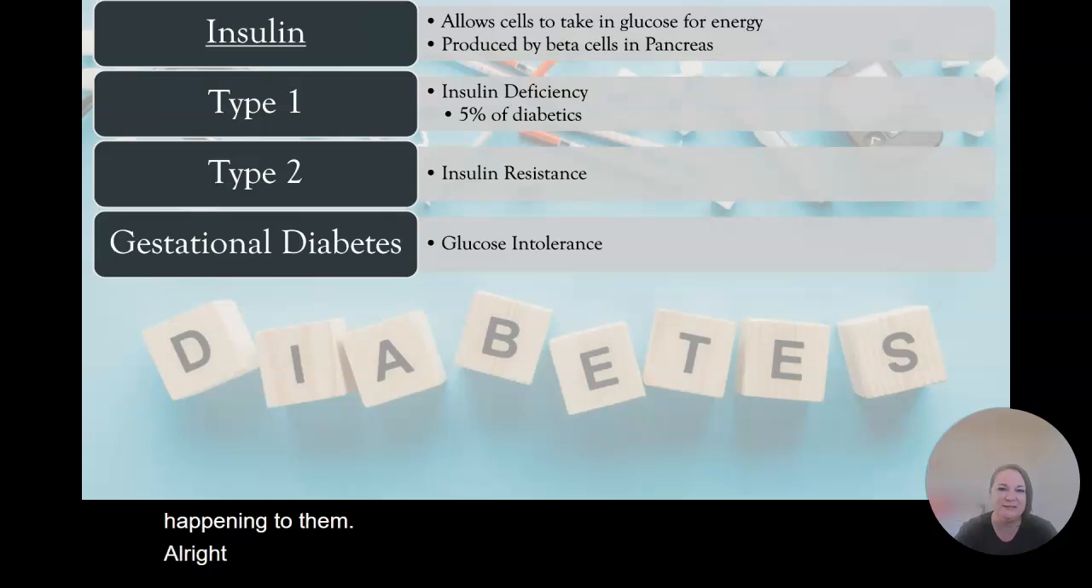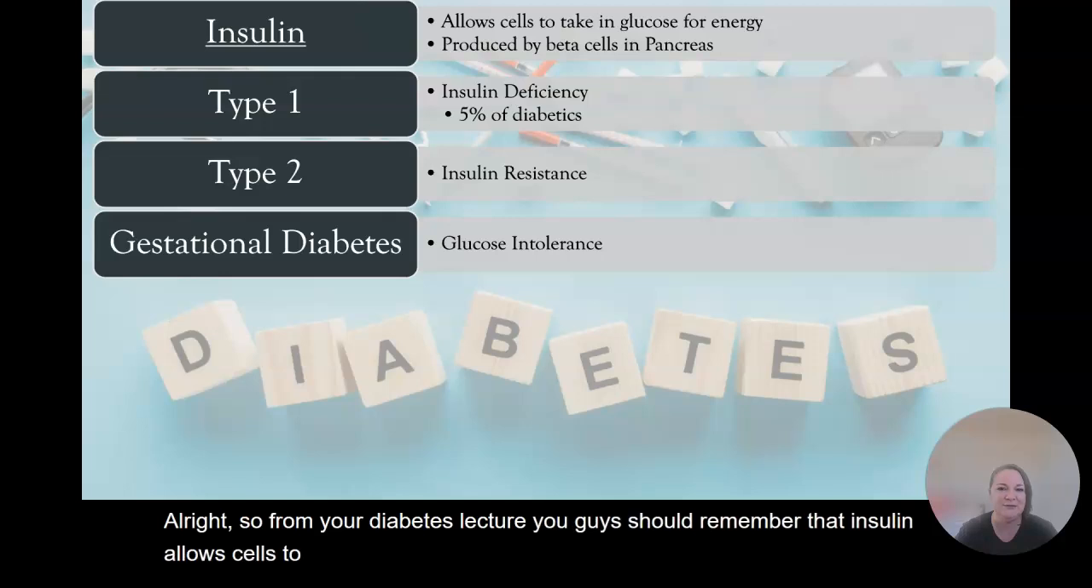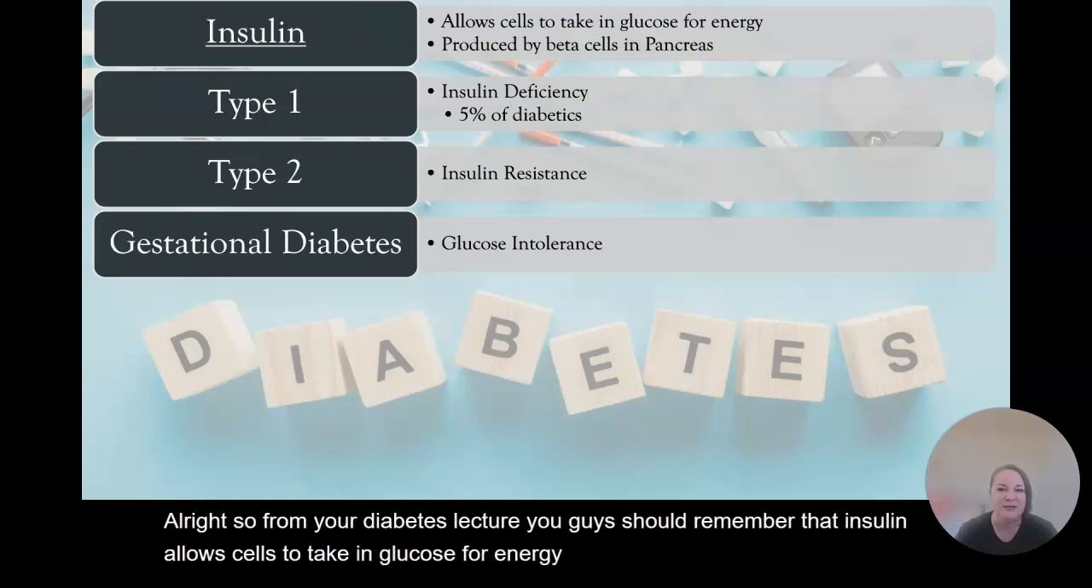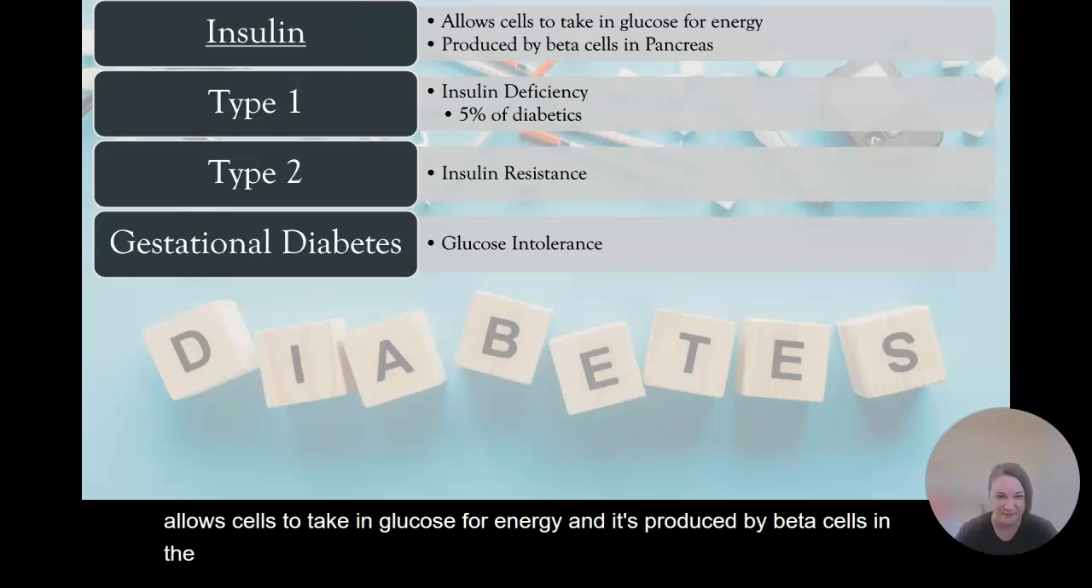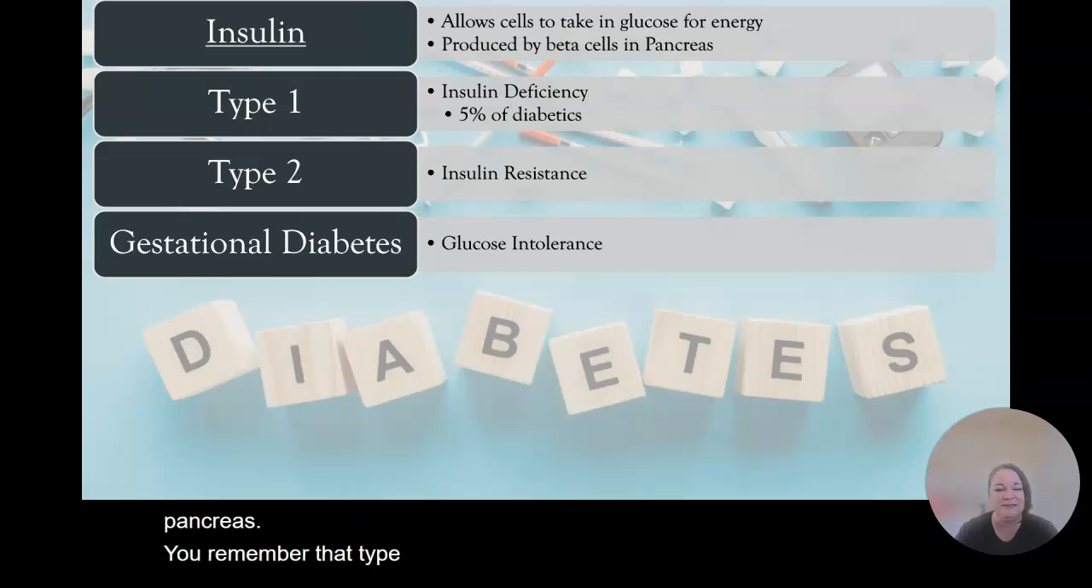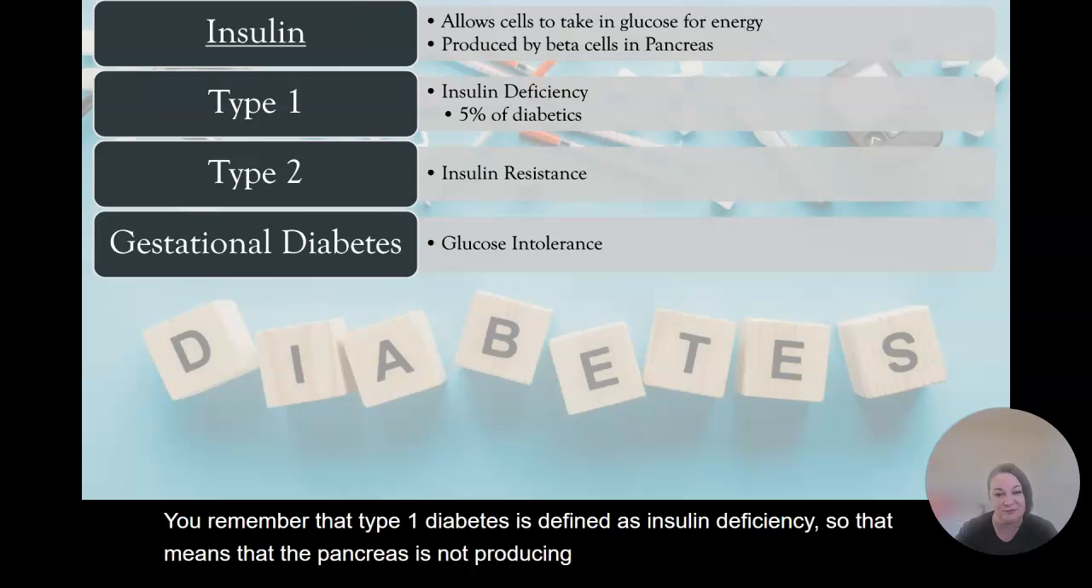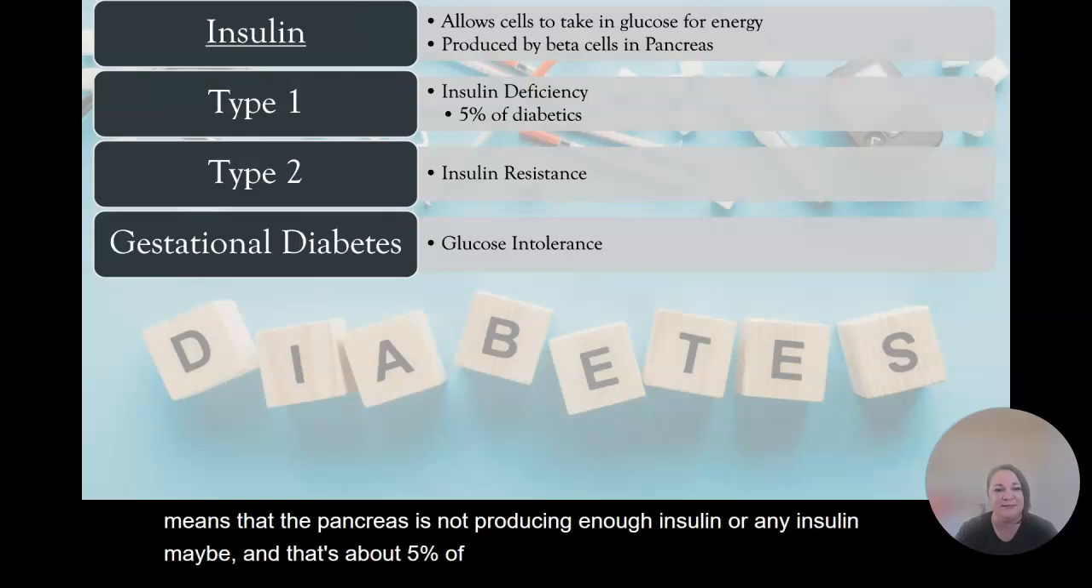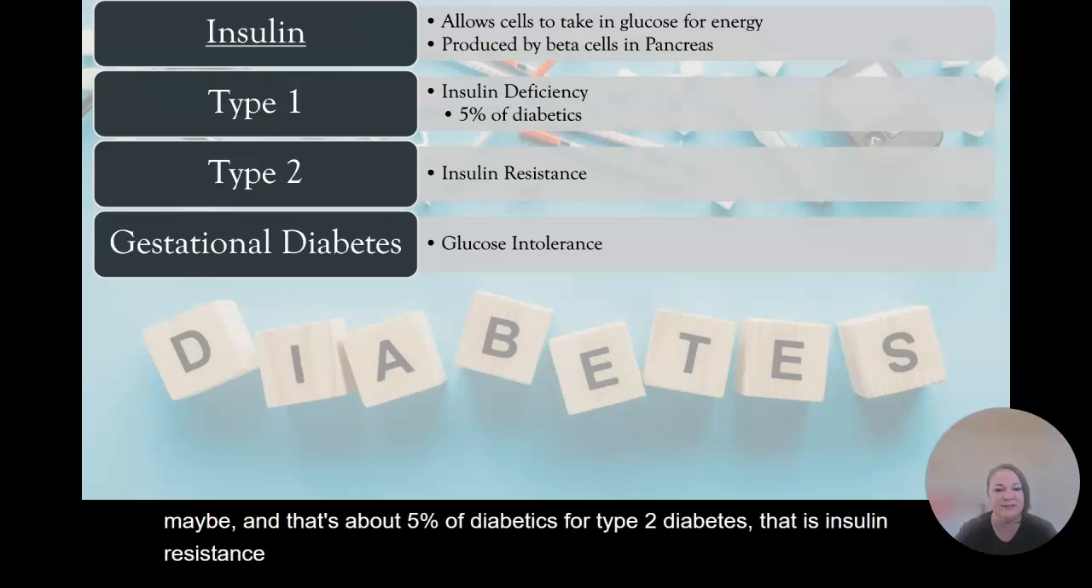Okay, so from your diabetes lecture, you should remember that insulin allows cells to take in glucose for energy, and it's produced by beta cells in the pancreas. You remember that type 1 diabetes is defined as insulin deficiency, so the pancreas is not producing enough insulin, or any insulin maybe, about 5% of diabetics. Type 2 diabetes is insulin resistance. So the pancreas is producing insulin, but the cells aren't able to take in the insulin. That's type 2.